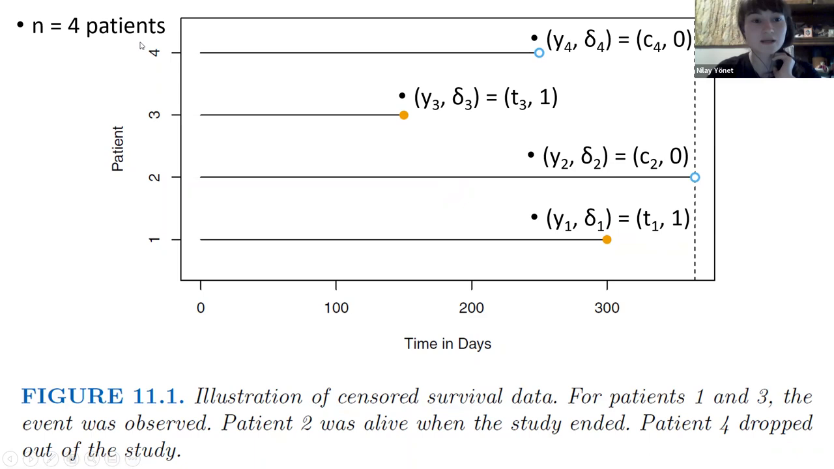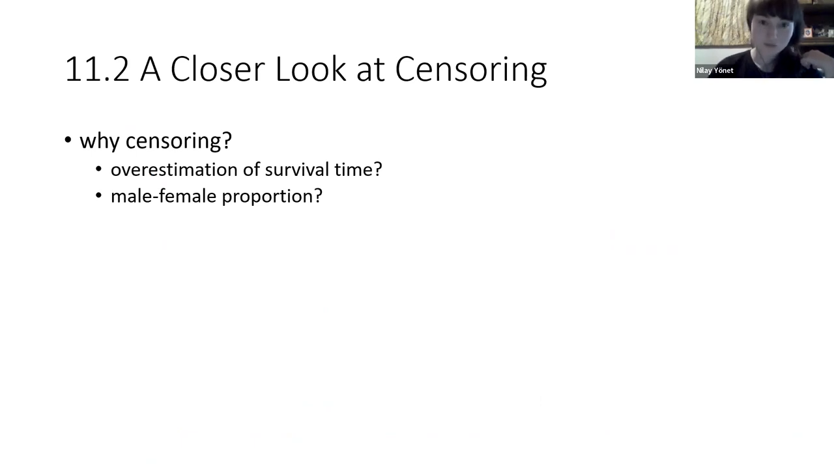And for the fourth patient, we have lost contact maybe, or we dropped the patient out of the study because of some reason. I don't know. Maybe they were very sick and we needed to drop them out of the study. So they are censored from now on, and we will take C4 as it is censored, and maybe we can take the time as 250, but still it is censored. And the status is zero because censoring happened before the event occurs.